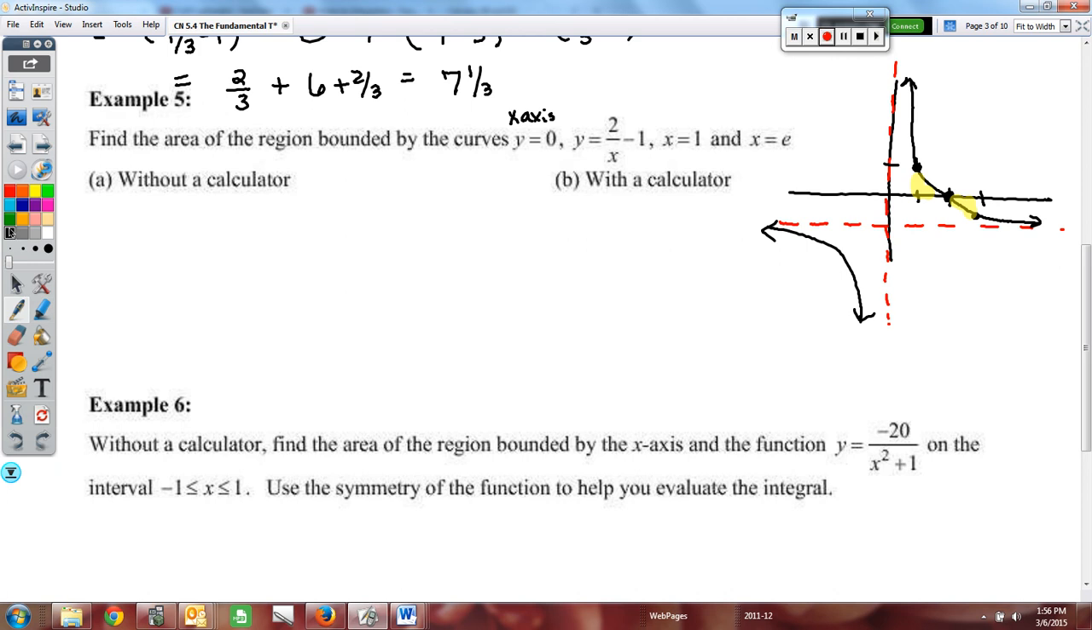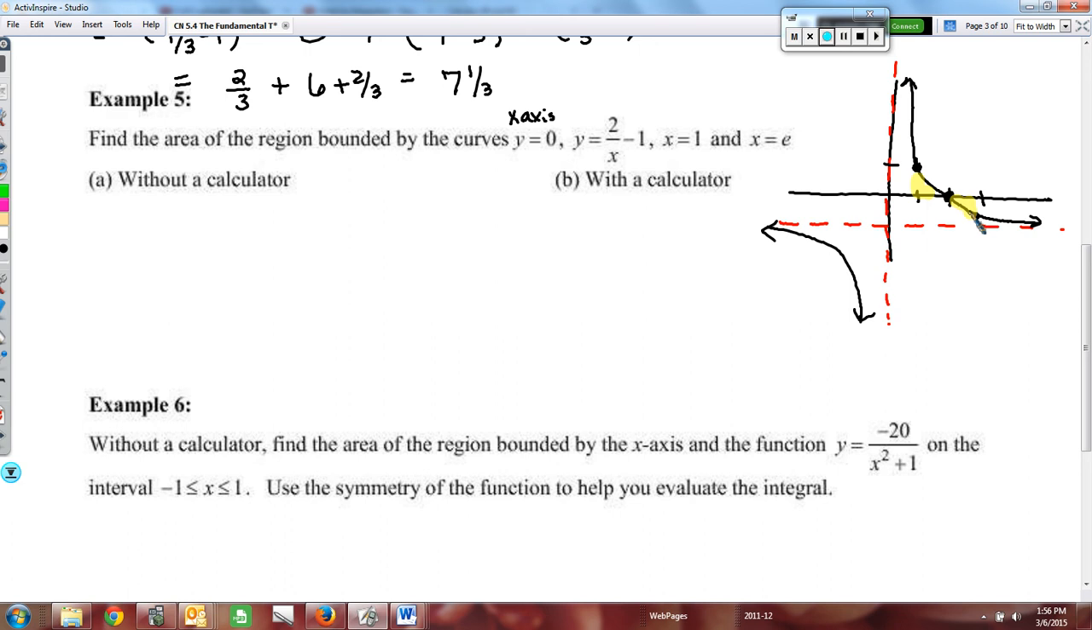So again, as we work this problem without a calculator, we realize we have to split because it's above and below. And where did we split it? At x equal to 2. That was nice when I was plugging in.